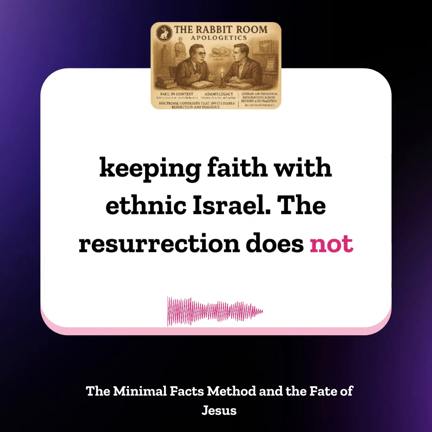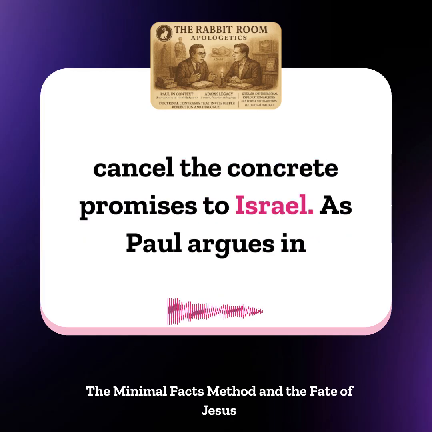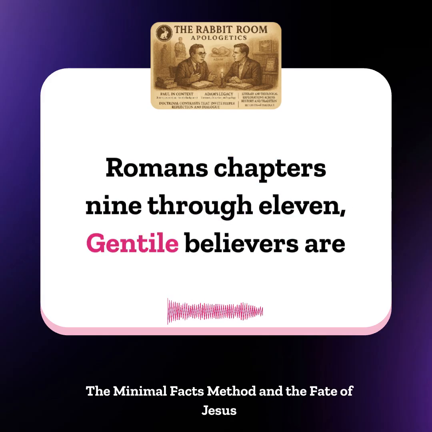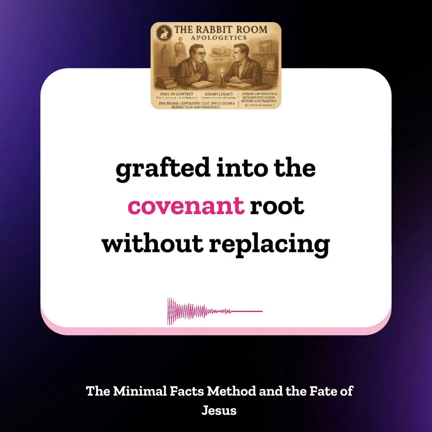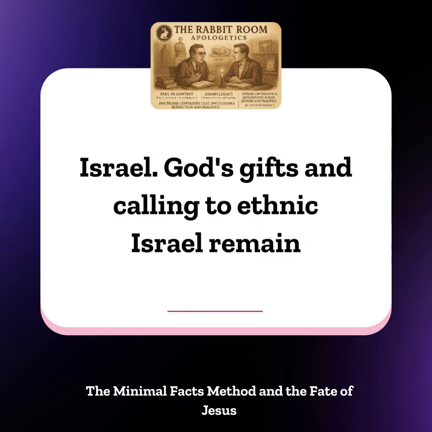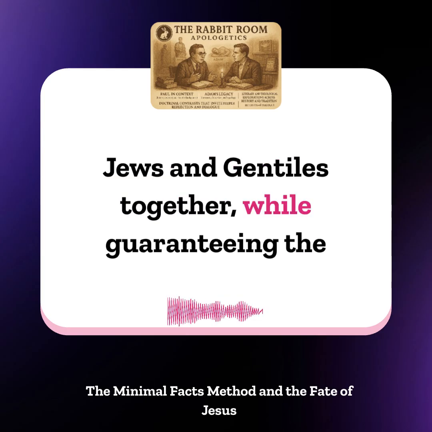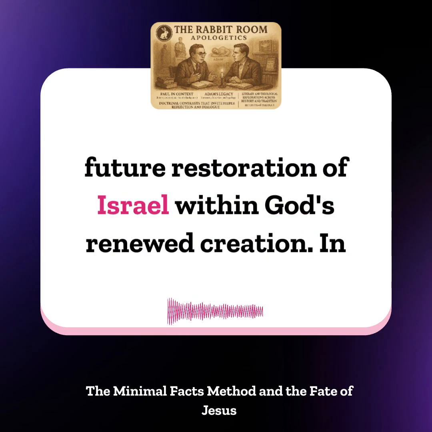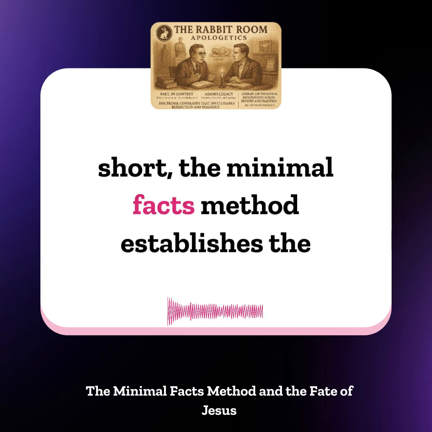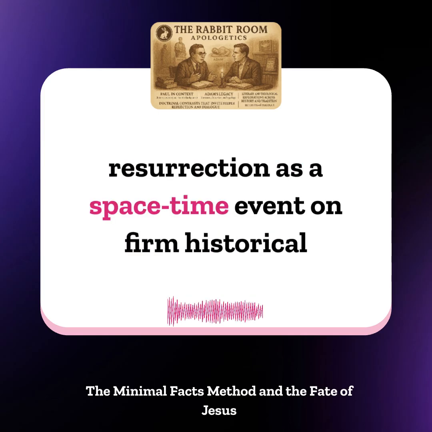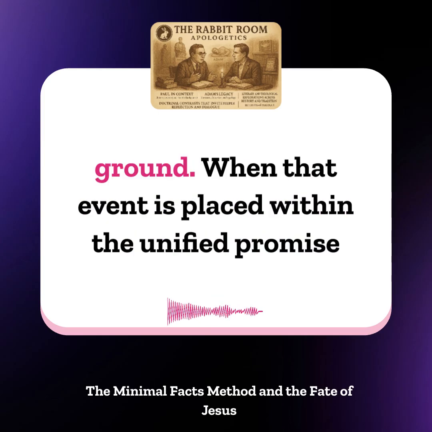The resurrection does not cancel the concrete promises to Israel. As Paul argues in Romans chapters 9 through 11, Gentile believers are grafted into the covenant root without replacing Israel. God's gifts and calling to ethnic Israel remain irrevocable. The risen Messiah heads one people of God, Jews and Gentiles together, while guaranteeing the future restoration of Israel within God's renewed creation. In short, the minimal facts method establishes the resurrection as a space-time event on firm historical ground.